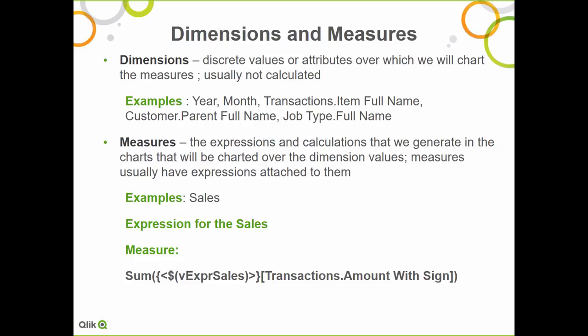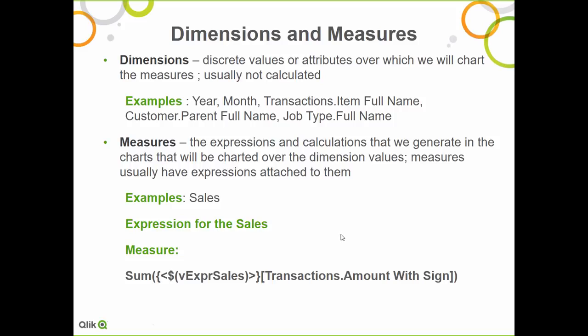So dimensions and measures. Let's understand what dimensions are first of all. Dimensions are generally field values that come in, and they're going to be either discrete values or attributes that we're going to chart over. So they can be parameters such as year, month, some sort of transaction full name, maybe a customer name, job type name. Those are examples of dimensions, where they're not generally calculated values. So when you ask the question, what am I going to chart over? Am I going to chart over year or month or customer? That is going to be your dimension when you answer that question.